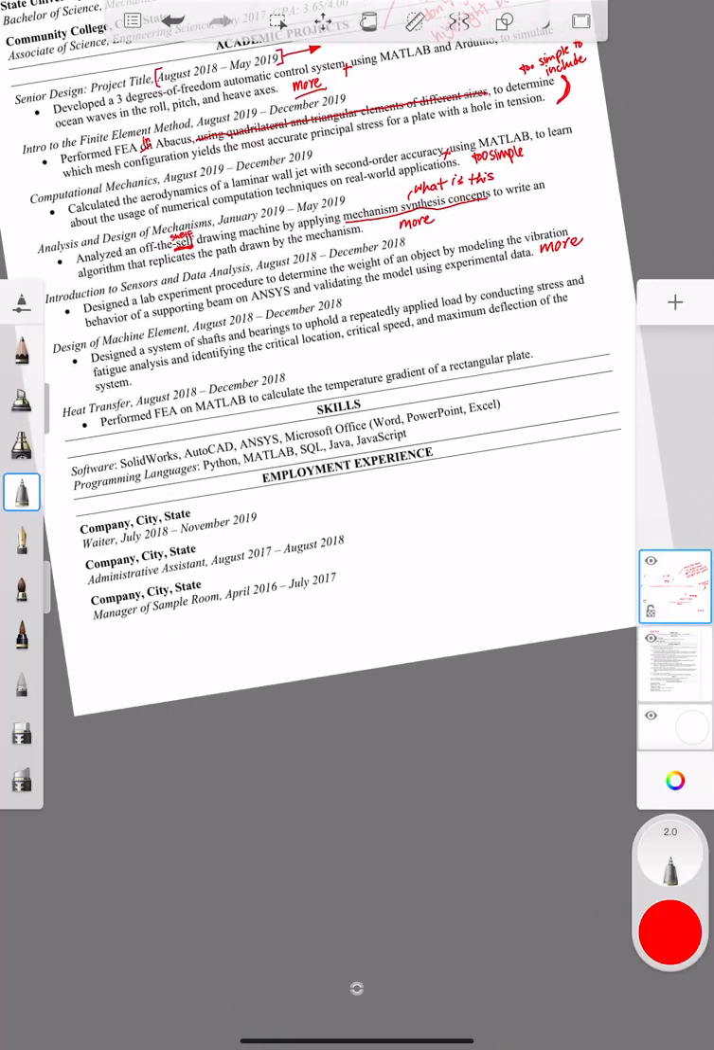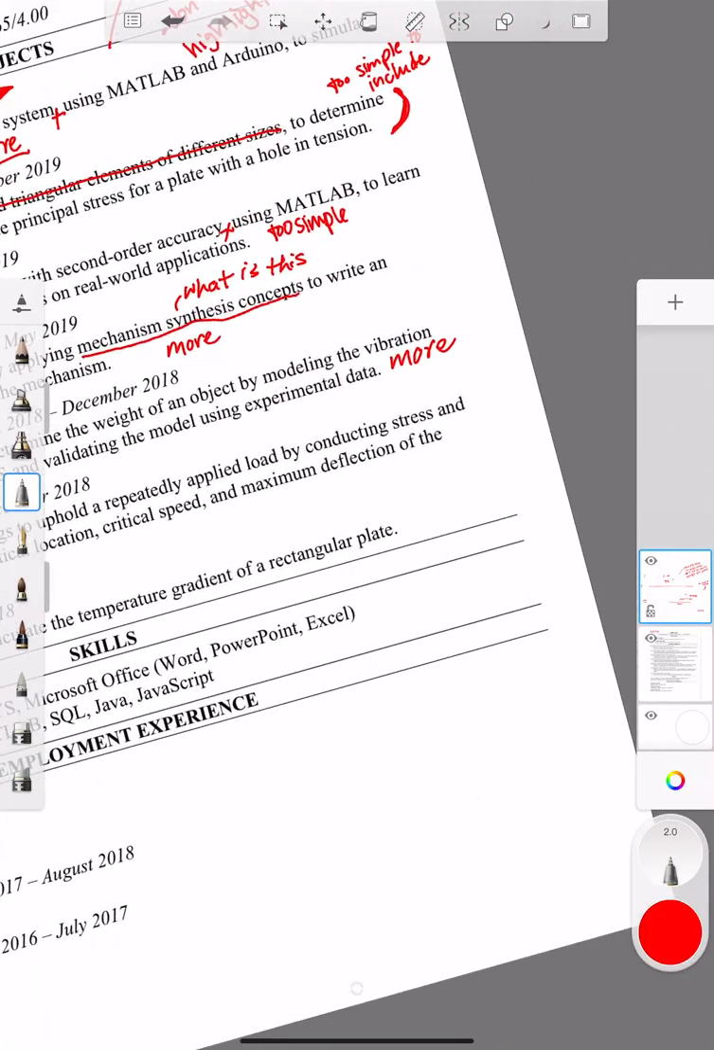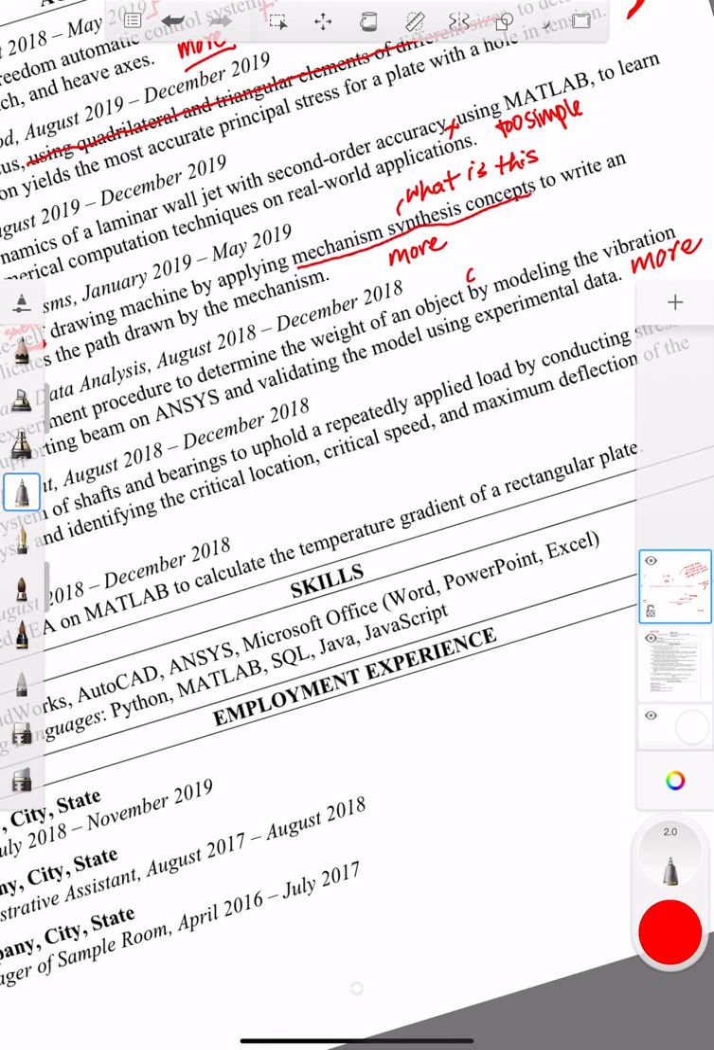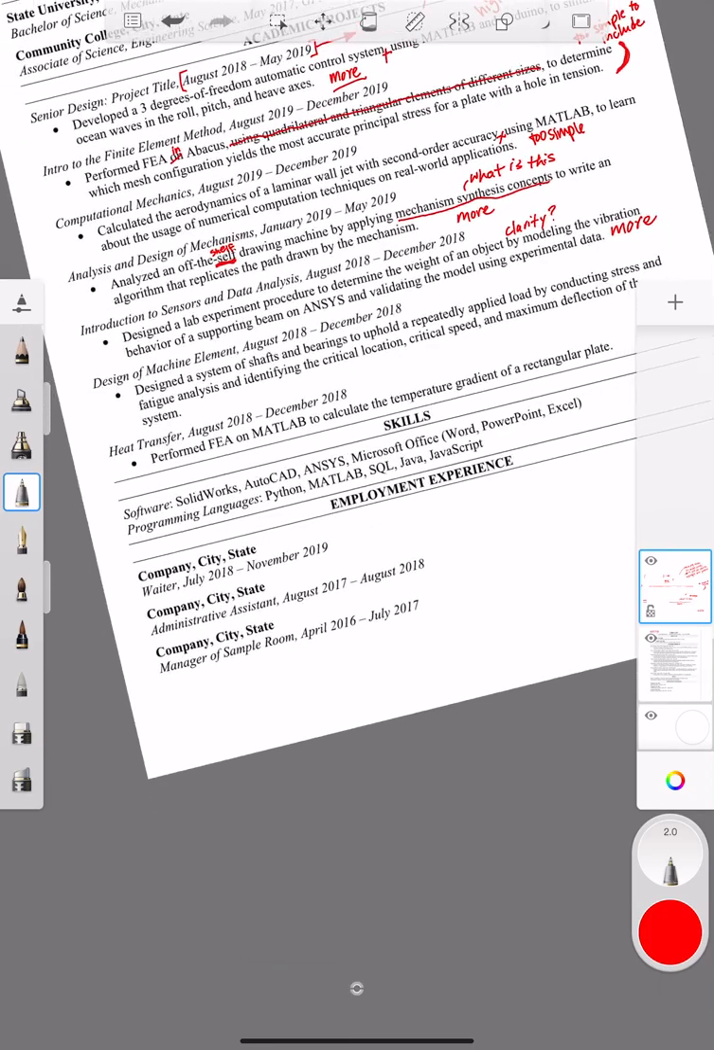And B, clarity. I'm going to say clarity, question mark. Hopefully you're watching this and you understand what I'm confused about. I just want to make sure that I understand what you're trying to say.